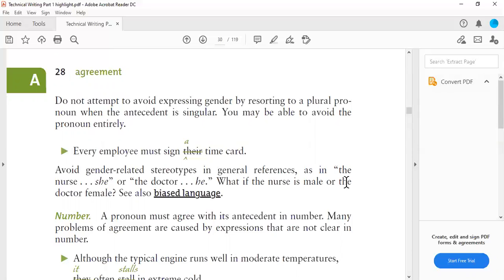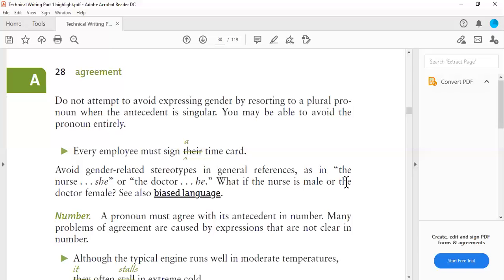Avoid gender-related stereotypes and general references, as in "the nurse, she" or "the doctor, he". What if the nurse is male and the doctor a female? See also biased language. So some people, whenever they use the word nurse, for example, say a nurse should work in a hospital, she is more competent. Now, why do you use "she" with nurse? That's a question, because you cannot say that all nurses are women and all doctors are men. So in this case, it is biased language, and you have to be very careful about this.